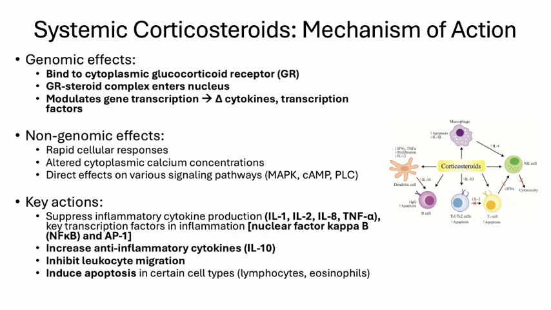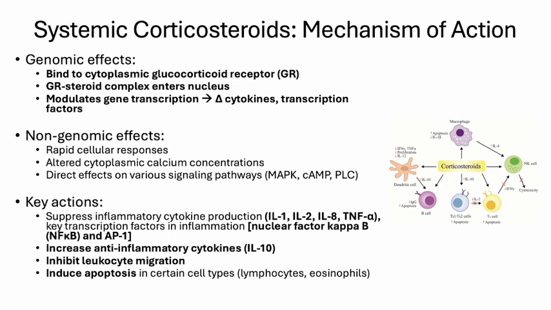The mechanism of action of corticosteroids is complex and multifaceted. They have both genomic and non-genomic effects. Genomically, corticosteroids bind to the cytoplasmic glucocorticoid receptors and form a complex that enters the nucleus and modulates gene transcription and subsequent protein synthesis. Non-genomically, they can induce rapid cellular responses that occur so quickly they can't be accounted for by the genomic effects. They also alter cytoplasmic calcium concentrations and have direct effects on various signaling pathways.